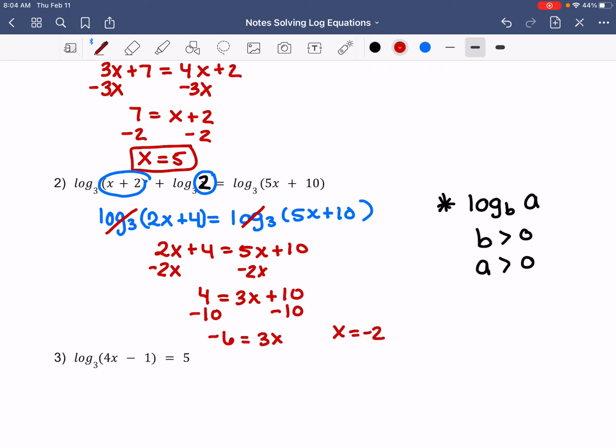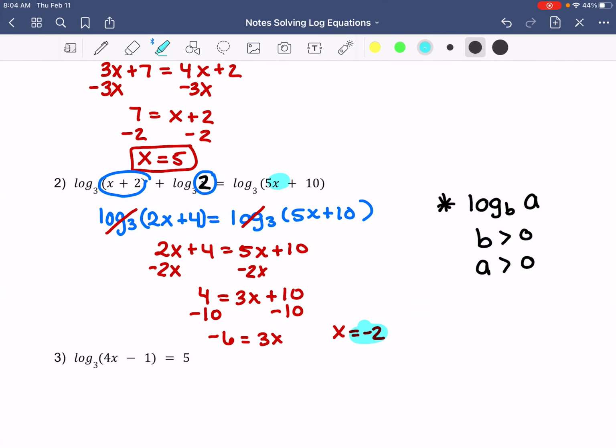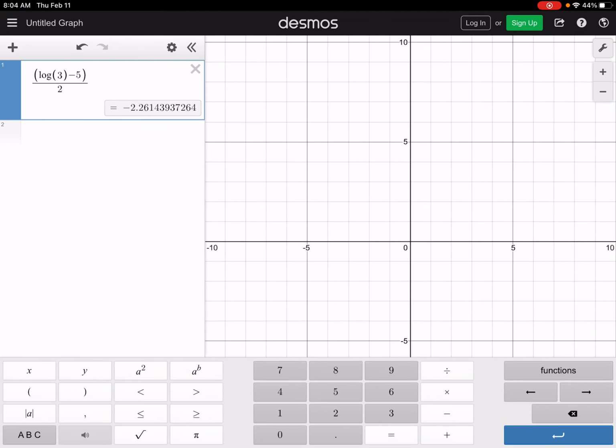So if I plug in the number negative 2 for my answer right here, 5x plus 10, let's see, what do you get when you plug in negative 2? 5 times negative 2 is negative 10, plus 10. If you try to do log base 3 of 0, you're going to get undefined. You're not allowed to have 0.